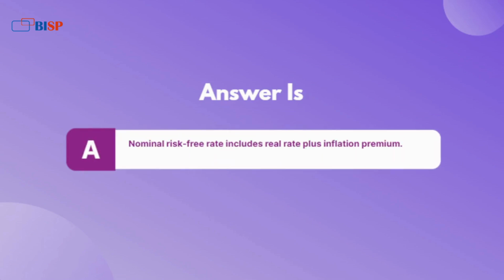Answer is A. Nominal risk-free rate includes real rate plus inflation premium.